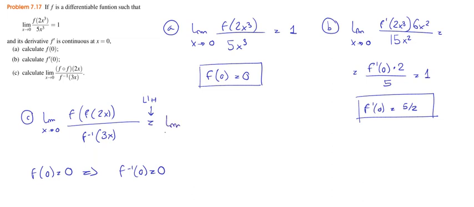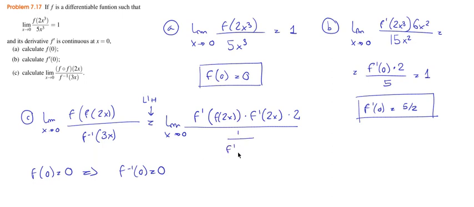So this is the limit when x goes to 0, and then this is the derivative of the first thing, and then applying the chain rule, we need to apply that this is the derivative of the second thing, right? But then we have the derivative of this, so times 2, divided by the derivative of the inverse, which is 1 divided by f prime at f inverse of 3x, right? And then the derivative of this, which is 3. So this is 2/3, and then we take the limit here.